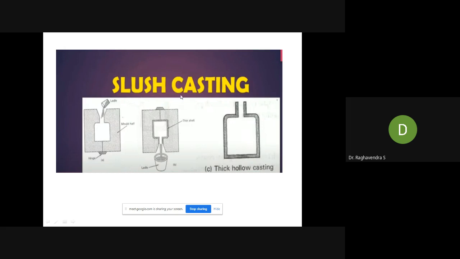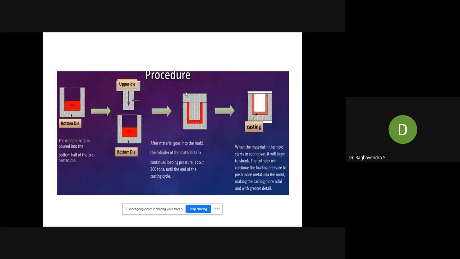This is called slush. Slush means just push out. What you do is invert it here and push it out. The same mold. This is the meaning of slush casting. Hope you are there with me, right? Any doubts here? Any clarifications? So this is called slush casting.